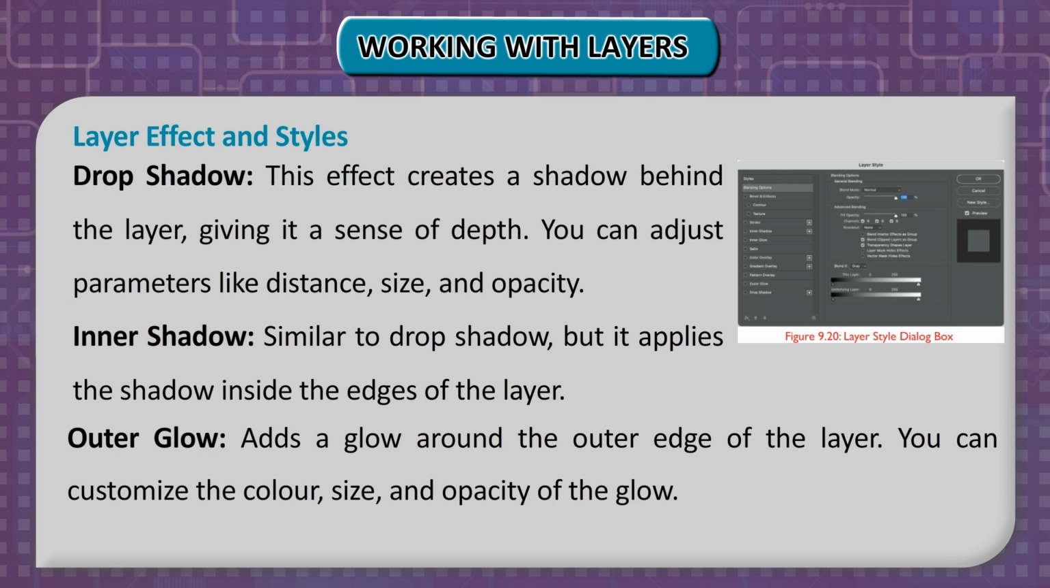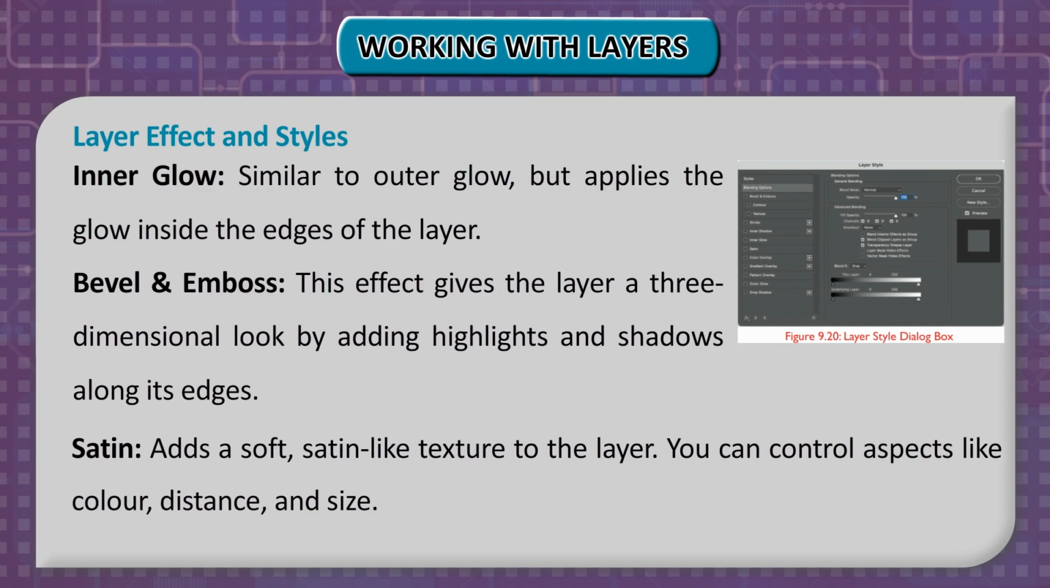Inner shadow. Similar to drop shadow, but it applies the shadow inside the edges of the layer. Outer glow. Adds a glow around the outer edge of the layer. You can customize the color, size, and opacity of the glow. Inner glow. Similar to outer glow, but applies the glow inside the edges of the layer. Bevel and emboss. This effect gives the layer a three-dimensional look by adding highlights and shadows along its edges. Figure 9.20. Layer Style dialog box.